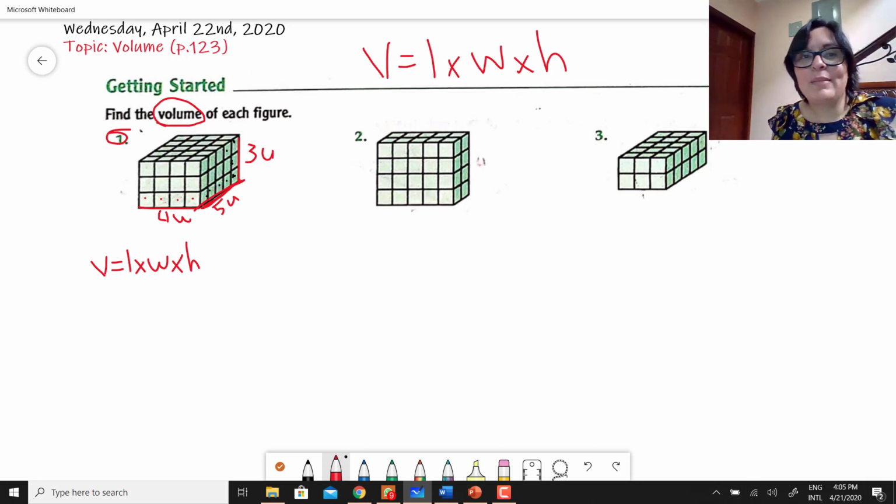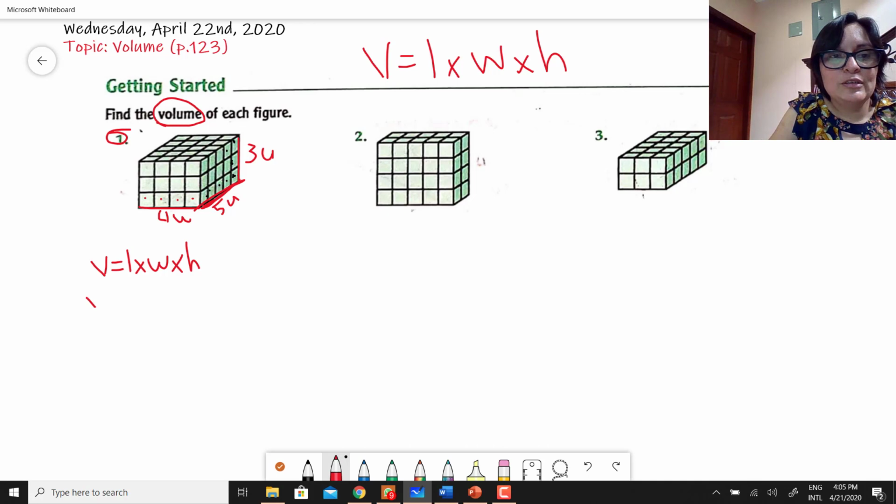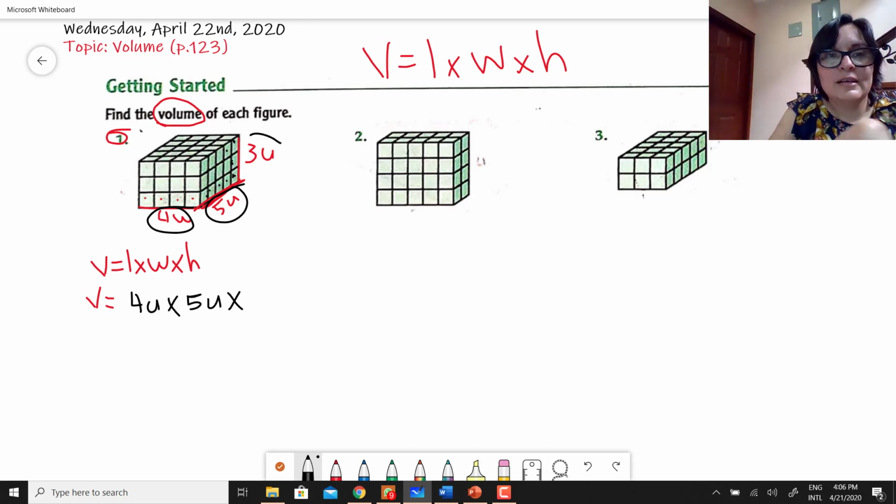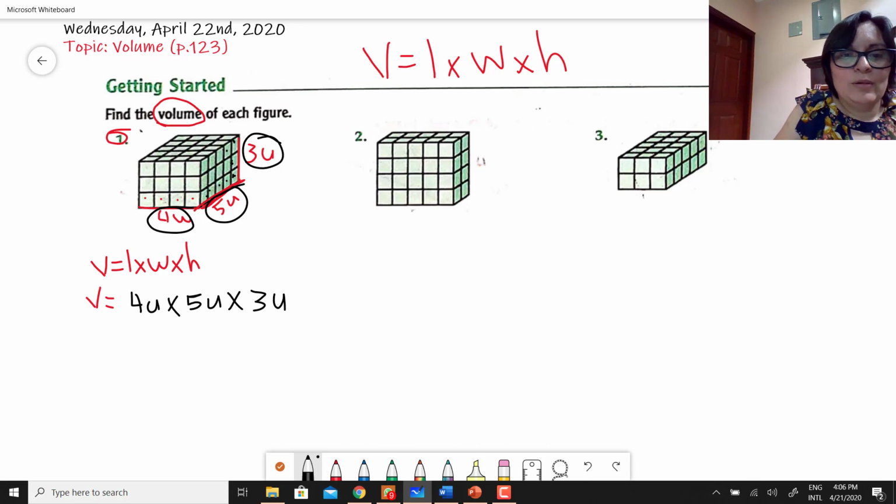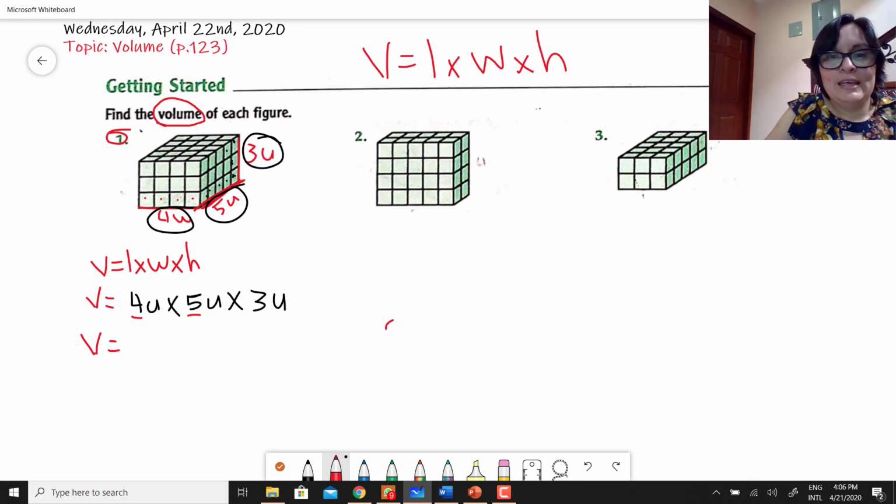So now we already have the measurements and we are going to substitute in the formula. Who is length? 4 units. 4 units times, who is width? 5 units times, who is height? 3 units. Then we multiply 4 times 5, 20. Okay, times 3.